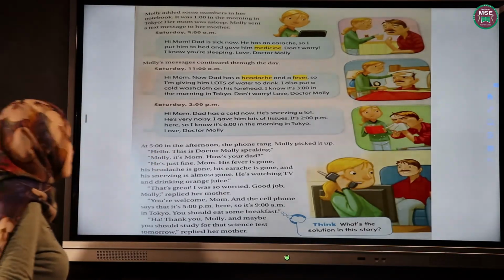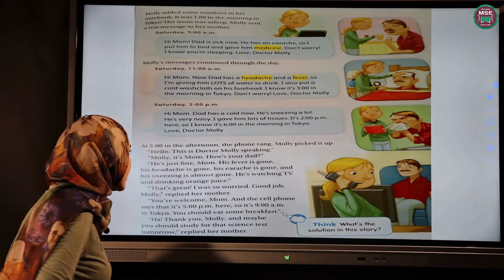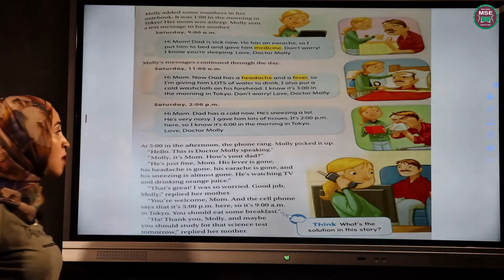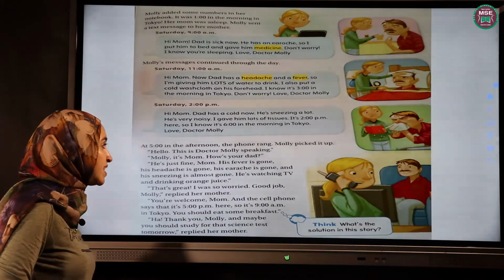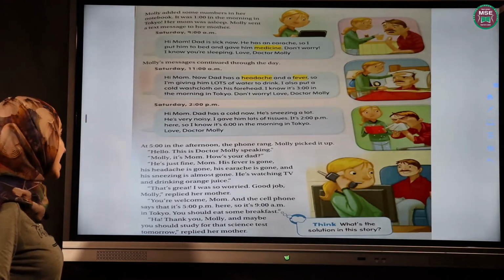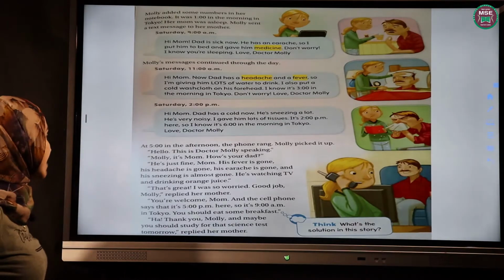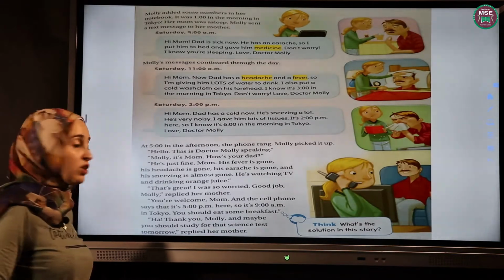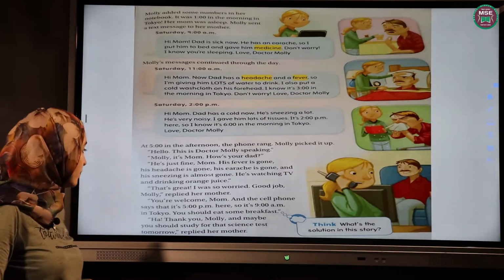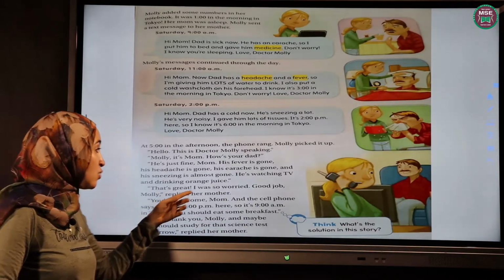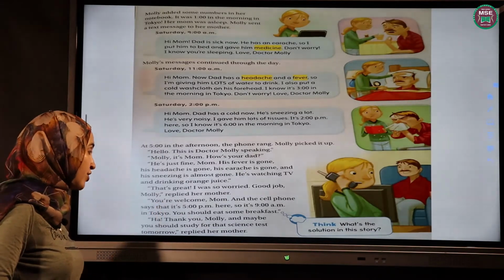Molly picked it up. "Hello, this is Dr. Molly speaking." "Molly, it's Mom. How's your dad?" "He's just fine, Mom. His fever is gone. His headache is gone. His earache is gone. And his sneezing is almost gone. He's watching TV and drinking orange juice." "That's great. I was so worried. Good job, Molly," replied her mother.